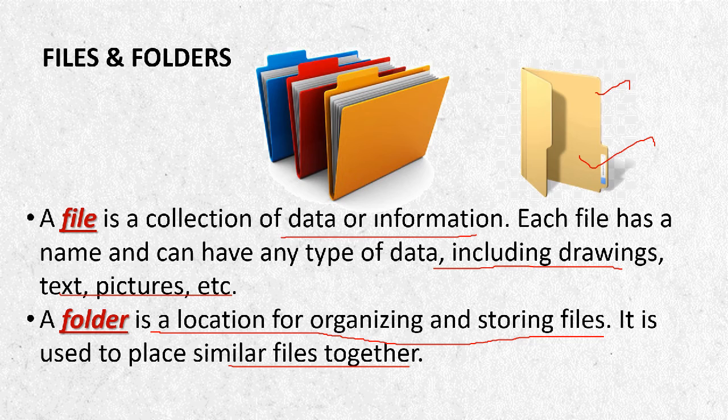As I told you before, for example, if 10 song files are there, all these 10 song files will be grouped together in one folder as songs. If suppose there are 2 pictures, 3 video songs and 2 audio songs, you have to make them separately. You can make one folder for songs, one folder for video songs, another folder for pictures, and you can give different names. So this is files and folders.